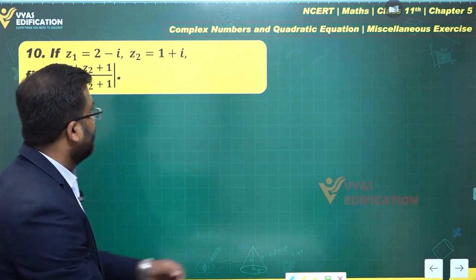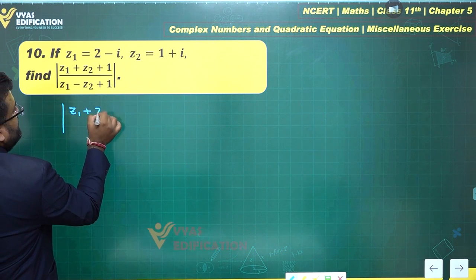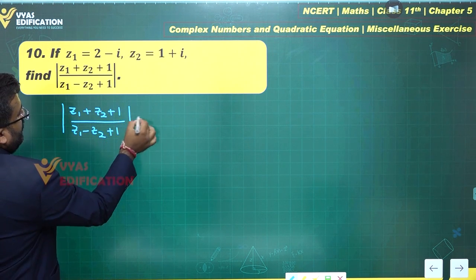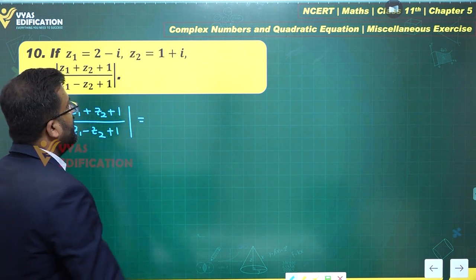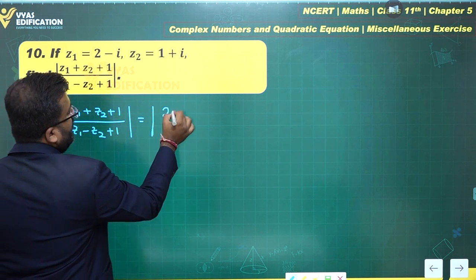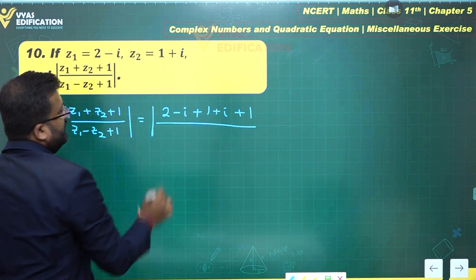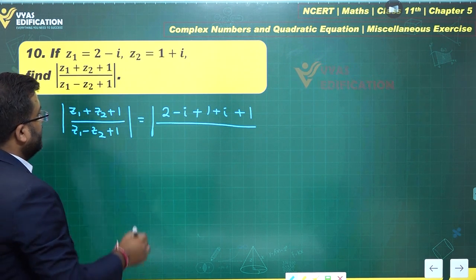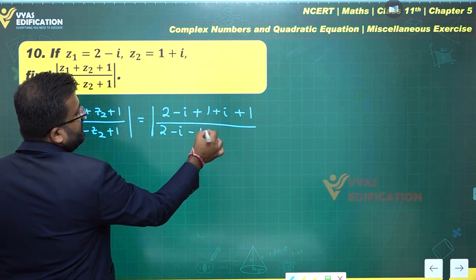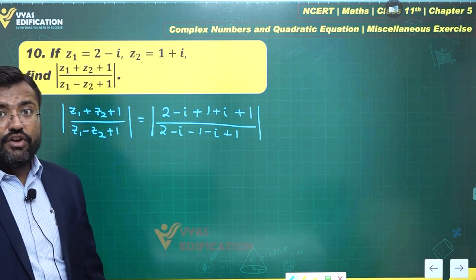Let's try to simplify this. What do we have over here? Modulus of z1 plus z2 plus 1 over z1 minus z2 plus 1 equals what? This expression will be equal to modulus of, let's substitute z1. z1 is 2 minus i plus z2 is 1 plus i plus 1 is extra. Okay. What about the denominator? In the denominator you have 2 minus i and you have minus z2, which will be minus 1 minus i, and you have a plus 1 in the denominator as well. This is what you get in the denominator.